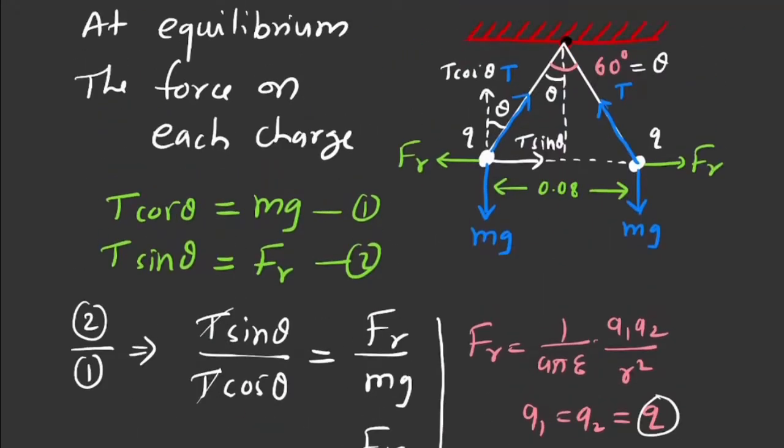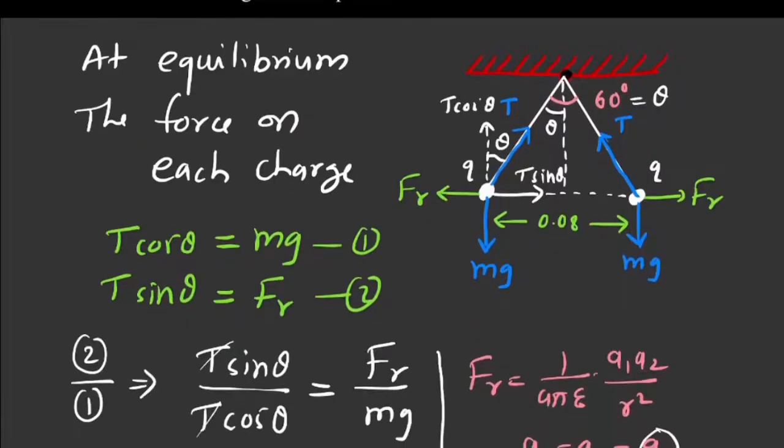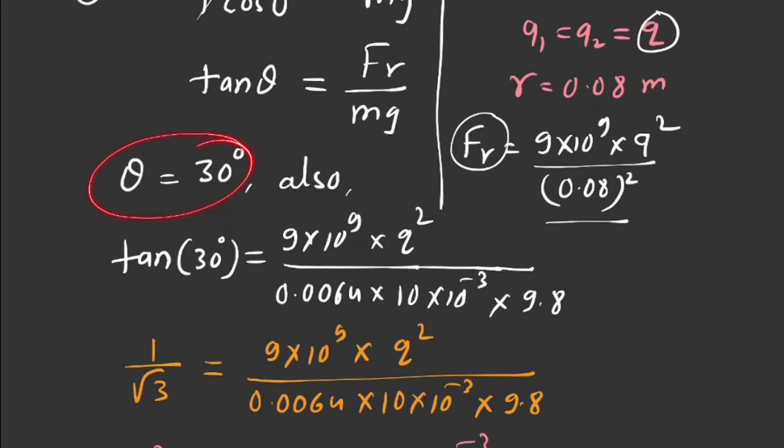Here theta is 30 degree. Don't get confused, because in the numerical theta is 60 degrees given, but that is the whole angle between the two threads. If the whole angle is 60 degree, what is this angle only? We want this theta. Half of 60 becomes 30. So this theta is 30 degree here. Remember that for this triangle, theta is 30 degree.